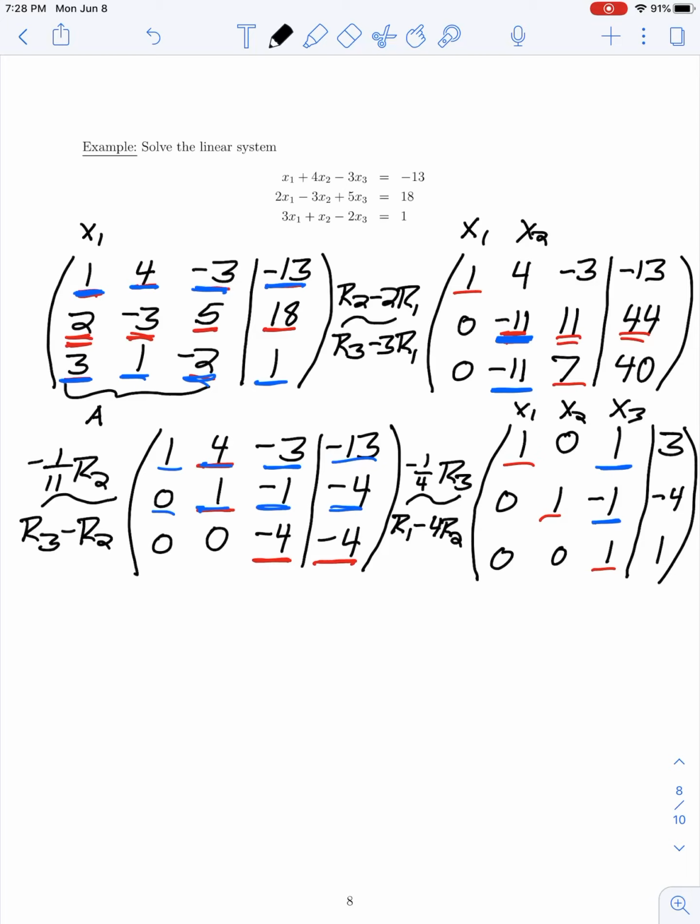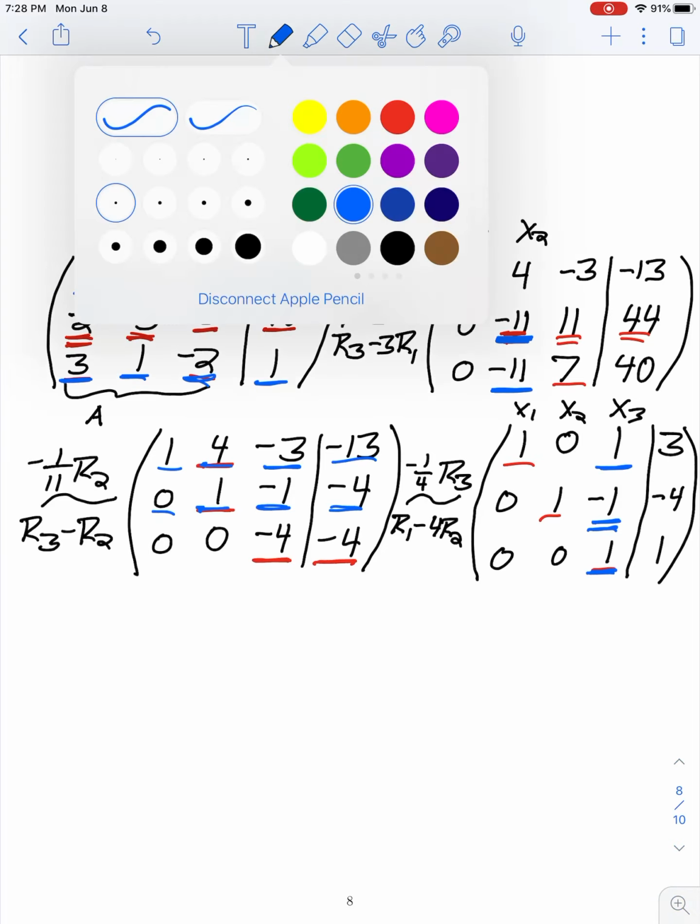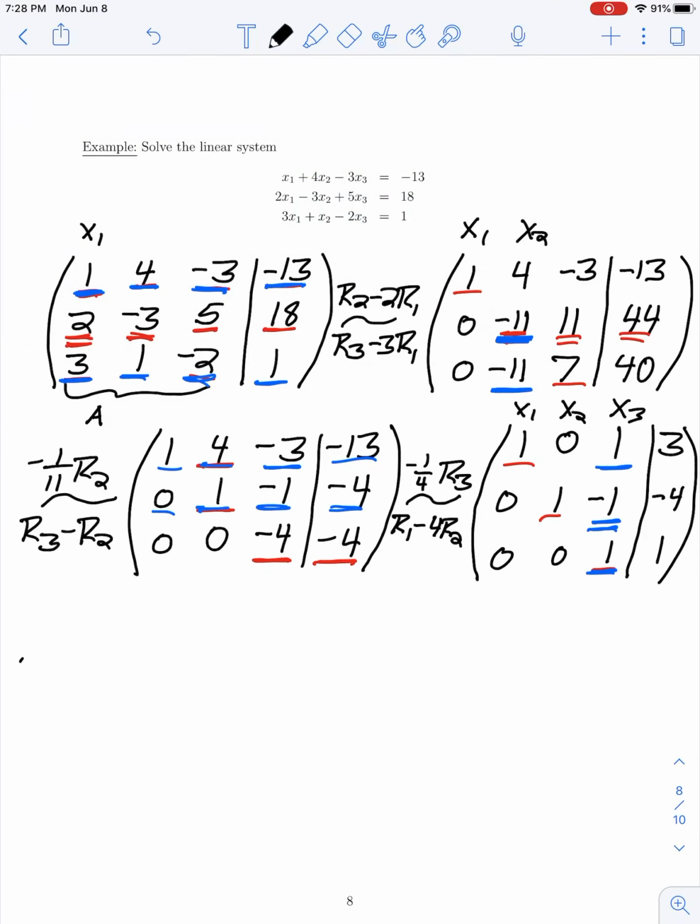And we see that to kill off this positive and negative 1 in my first and second row, I can make use of the fact that my third row already has a 1 in that third spot. So to kill off the negative 1 in the second row, I could just add row 3 to that second row.